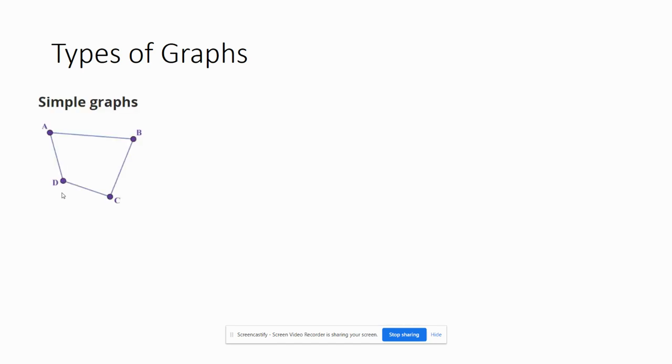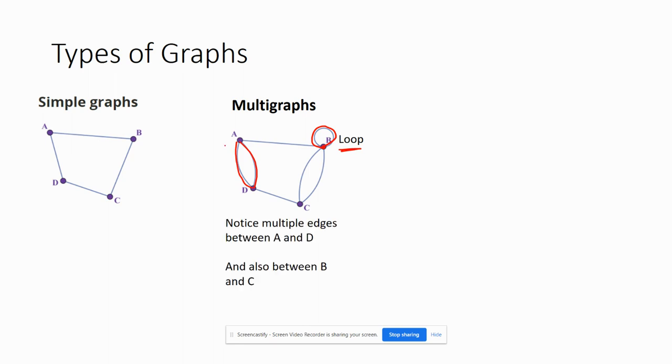Different types of graphs. Simple graphs, multigraphs. The way you can tell a multigraph is because it will have a loop. So like from here, it starts at B and it comes back to B. Or you might have something like these going on in multigraphs. Notice there are multiple edges between A and D, and then also between B and C. These are called multiple edges, whereas in a simple graph, there's just one edge. And we've seen multigraphs before with probability. So hopefully those look familiar.